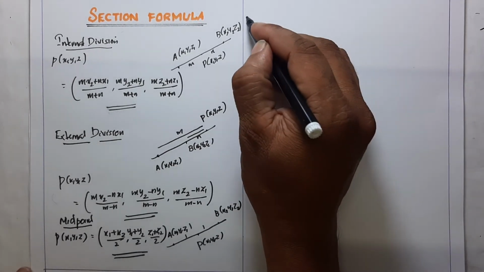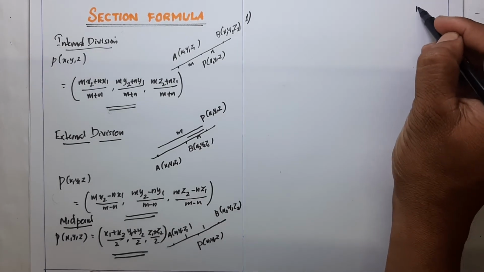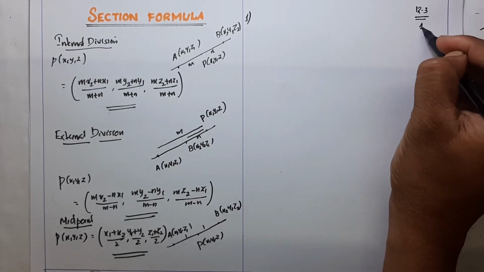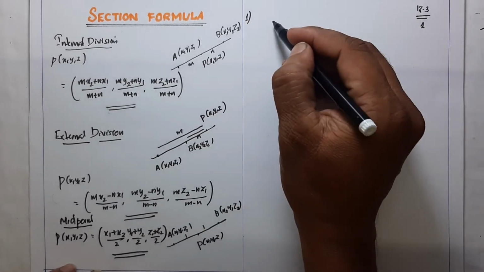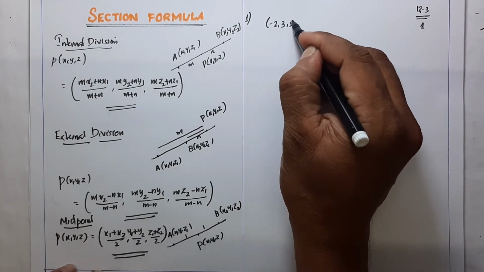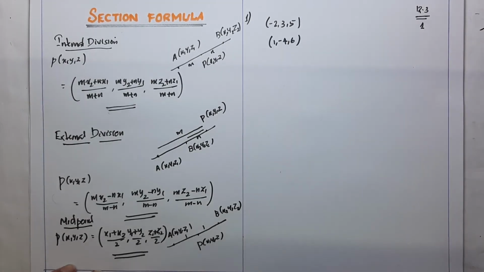Now, we will start our problems based on this topic. The first question: find the coordinate of a point which divides the line segment joining (-2, 3, 5) and (1, -4, 6) in the ratio 2:3. Actually, this is NCERT exercise 12.3 first question. Find the coordinate of the point which divides the line segment joining (-2, 3, 5) and the second point (1, -4, 6), the ratio m:n being 2:3.